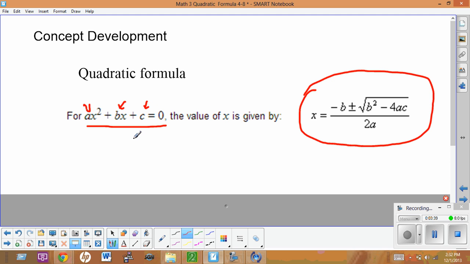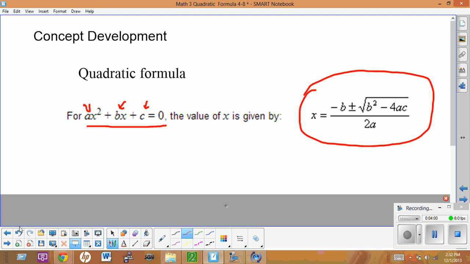So you can see how important standard form is. If you don't put it in standard, have these in descending order, you may mix up your a, b's, and c's, therefore placing them wrong in the formula and therefore giving the wrong answer. Okay, so make sure you start to memorize this if you don't have it memorized. It's going to be useful and you're going to need it quite a bit.